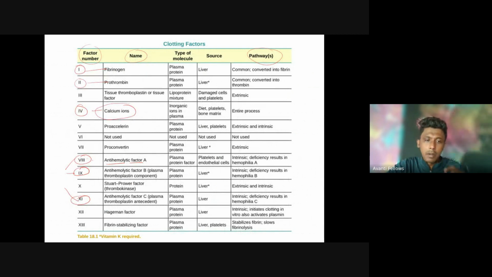So remember, we have to remember calcium ions, factor 8, factor 9, factor 11, factor 2, and factor 1, students. Very easy, right? Prothrombin to thrombin, fibrinogen to fibrin. That's it. And then calcium ions, and the antihemolytic factors A, B, and C, which are 8, 9, and 11.